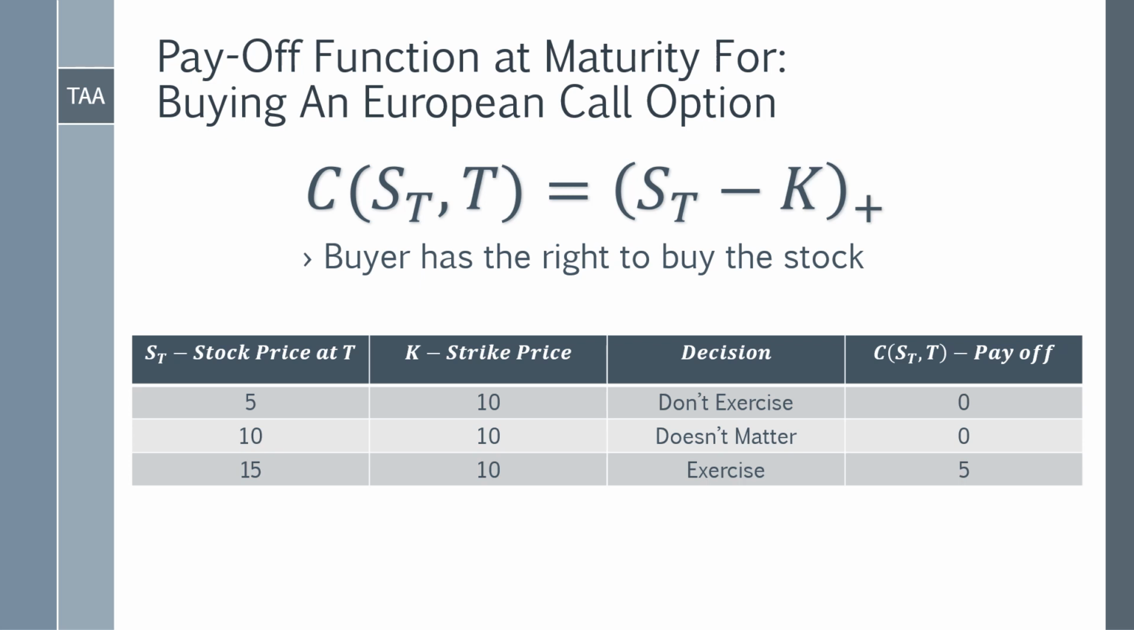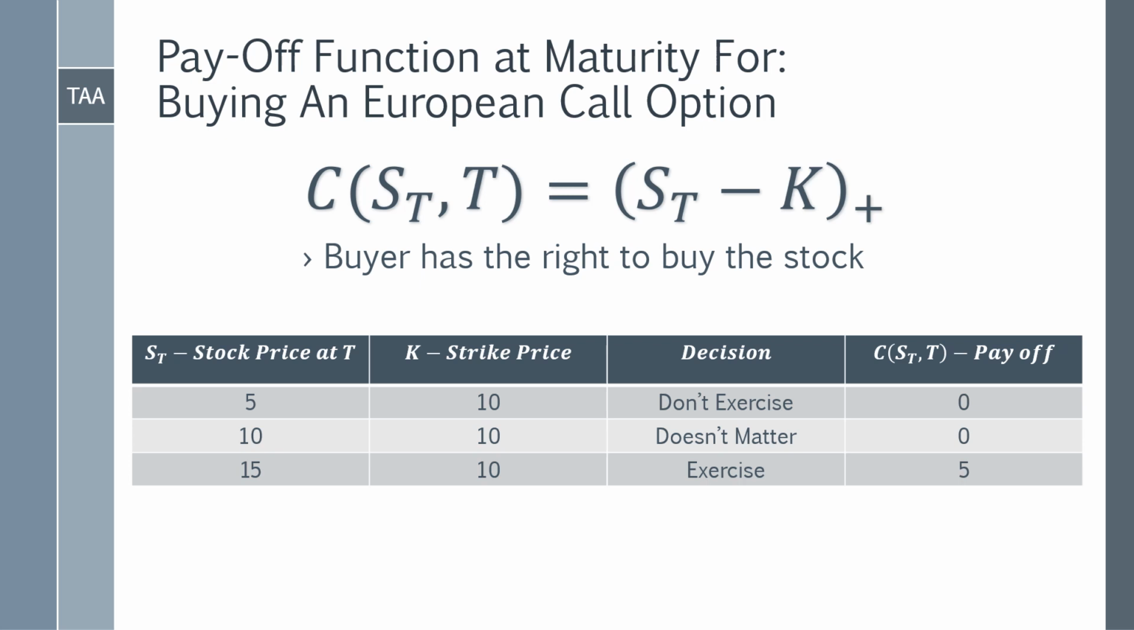Again, if you plug this into the equation above, you'll get -5. However, since it's in the brackets with the positive subscript, this goes to 0. So you see, it works with the formula. Again, let's look at the second example. If our stock price at time T is $10 and our strike price is $10, which means we have the right to buy a $10 stock for $10, our decision doesn't really matter. Either way, whether we buy the stock or not, our payoff will be 0. And this again is congruent with our formula.